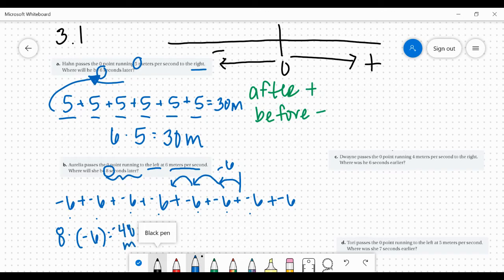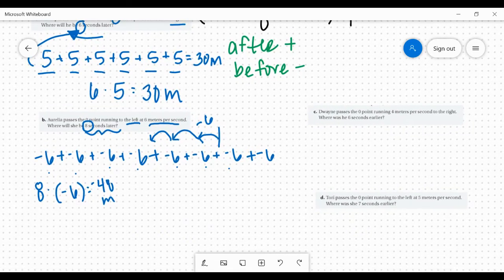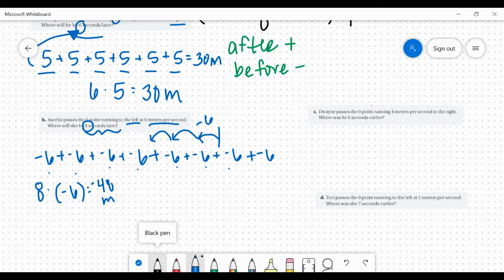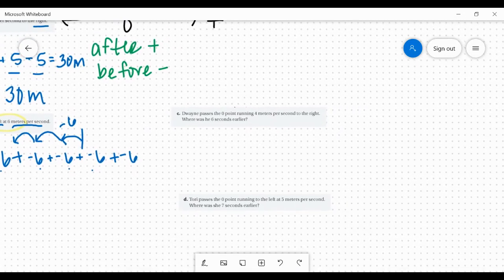So when I am thinking about this problem, the one thing that is important to remember is that I'm running to the left, and I'm looking at 8 seconds later, which is positive. So I have this positive 8 times a negative 6. Now let's go ahead and go over here to C.